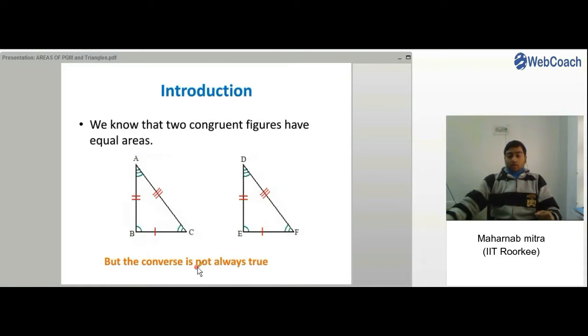But the converse is not always true, right? Why? Because if two figures have the same areas, not necessarily the two figures will be congruent, right? If the areas of two figures are the same, not necessarily they have to be the same as each other. They have to be alike.